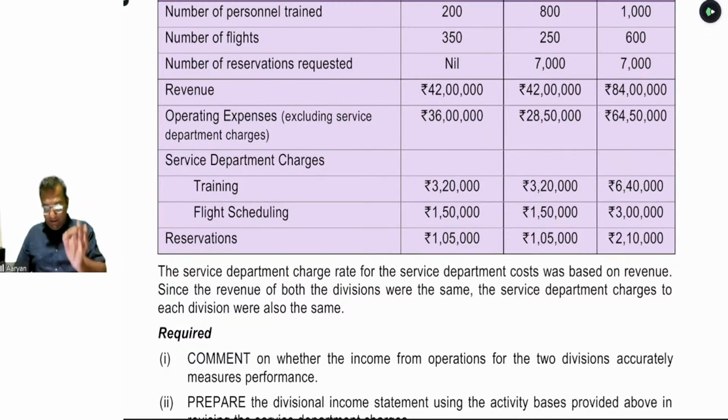So what will you write? The income from operation for the two departments, passenger and cargo, doesn't accurately measure the performance.